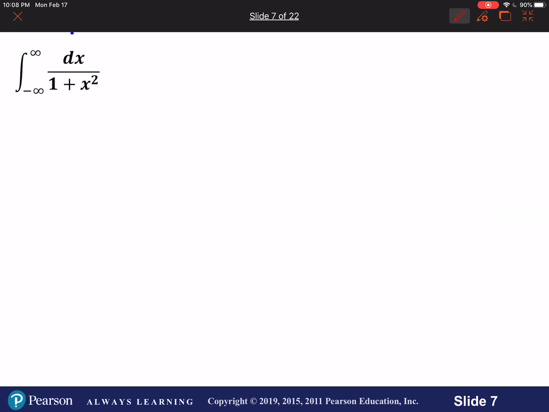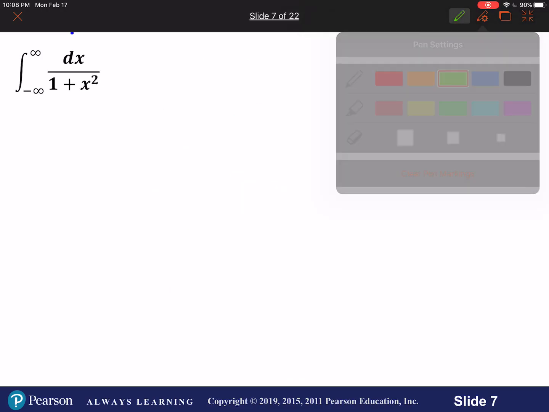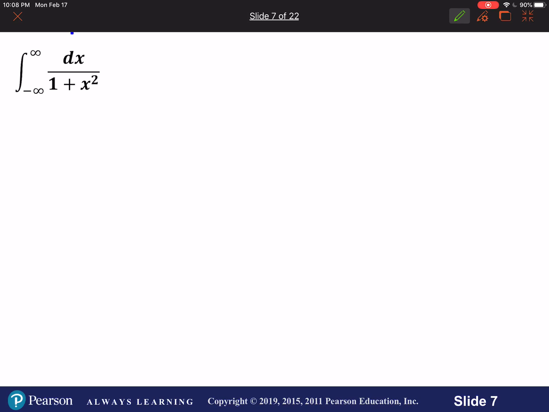All right, let's try another example. Also, I recommend that you try these on your own first, before I work them out. See if you get the same answer. All right, so hopefully you've tried to work this one out. If not, then just enjoy the show. In this case, we have negative infinity in the bottom bound and positive infinity in the top bound.